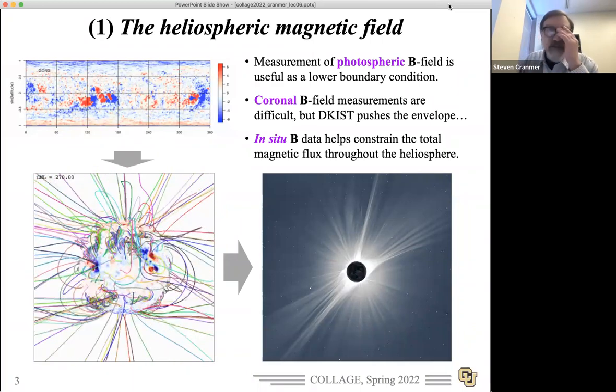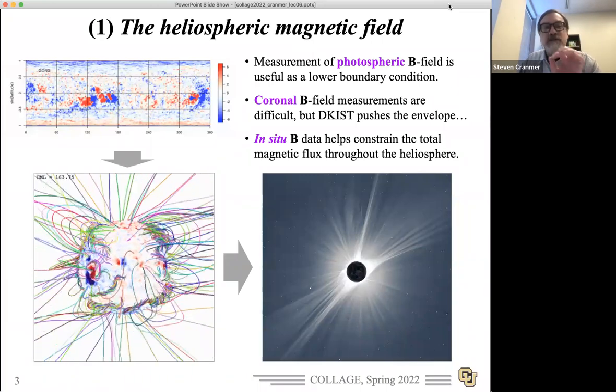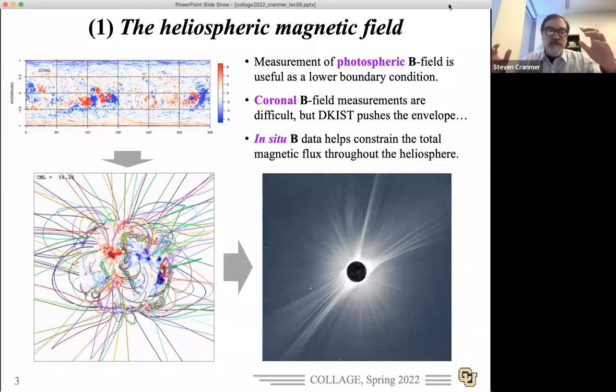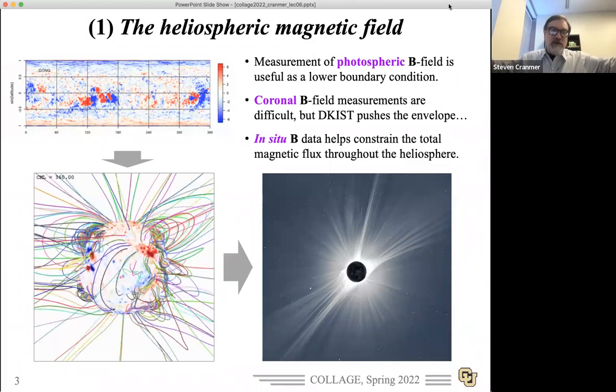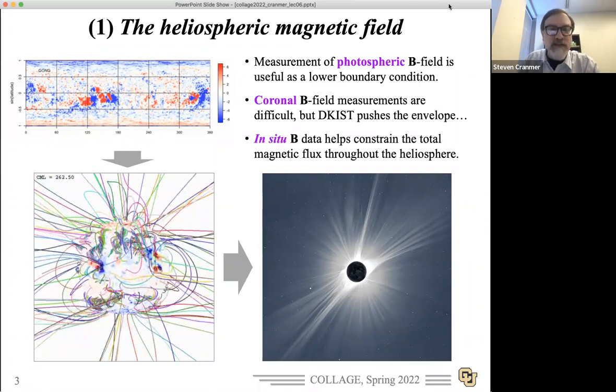The sun's magnetic field, right? If you wanted to measure the magnetic field of the sun everywhere, pretty much from the core of the sun to the surface, to the corona, to the solar system, to the galaxy, right? You can measure a value of the magnetic field everywhere.